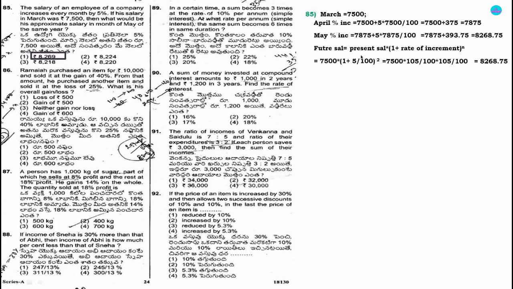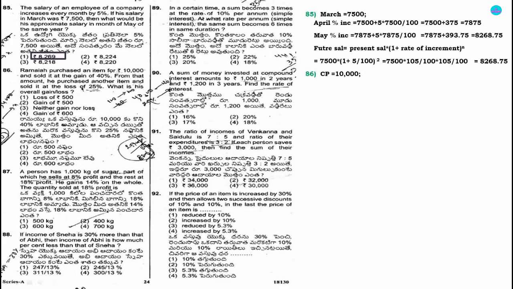Future salary is equal to present salary into 1 plus rate of increment, whole to the power of n. So what is the present salary? 7,500 into 1 plus what is the increment they gave? 5%. So 5 by 100, whole to the power of, they are still in May. So March, April, May, 2 months. So whole power 2. If you solve this, you will get the same answer. So you can do it in any one of the methods.